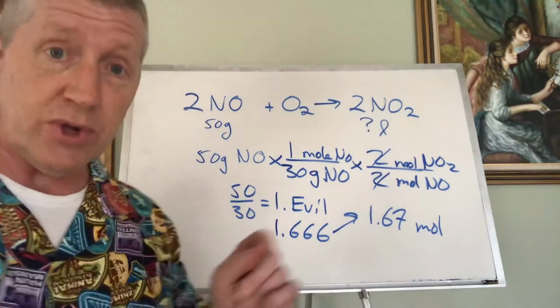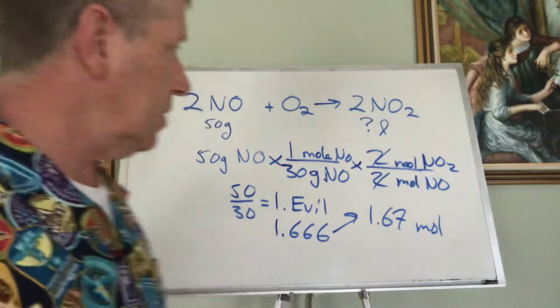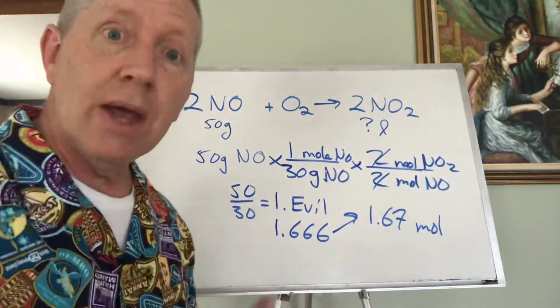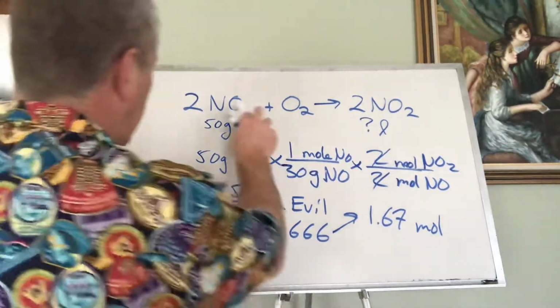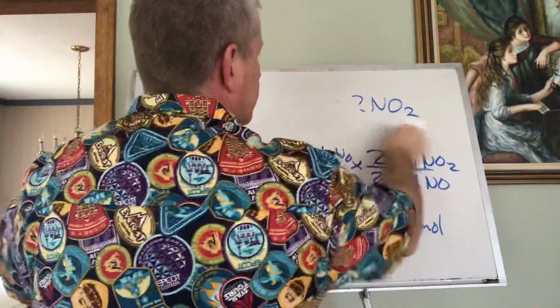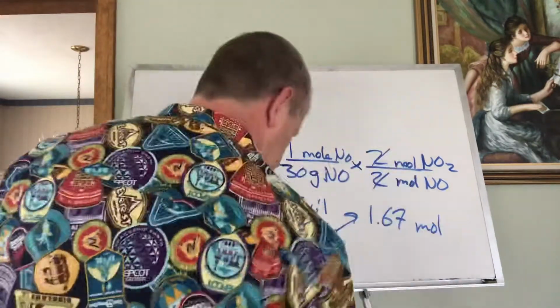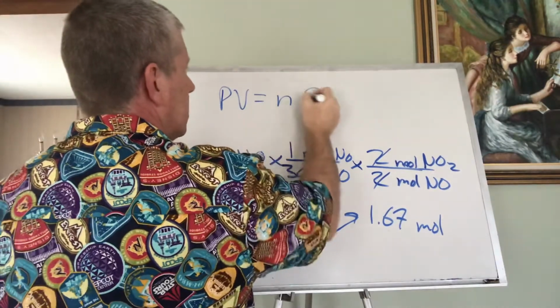Well, remember, the original question is to figure out the amount of liters. We're going to figure it out by using the ideal gas law. So now let's plug the ideal gas law in. Actually, let's put it up here and then we'll plug stuff into it. So let's write that down. PV equals nRT.